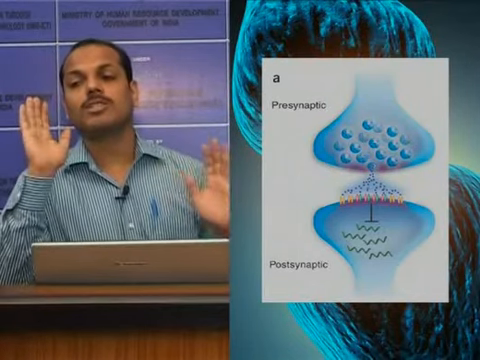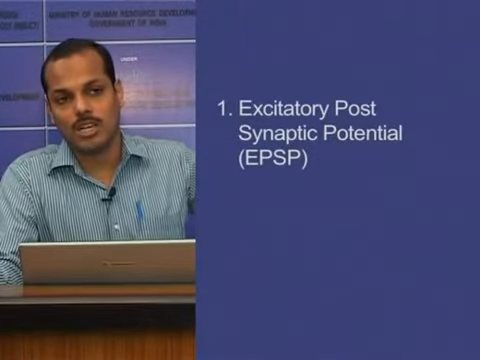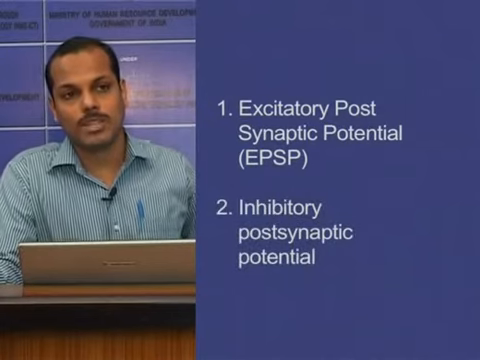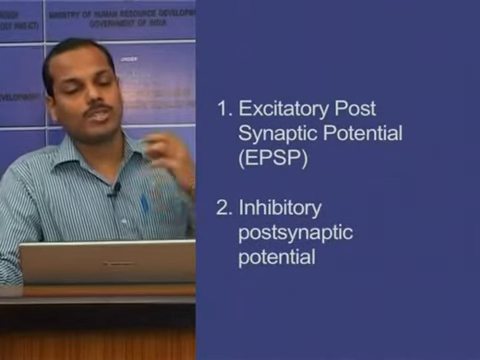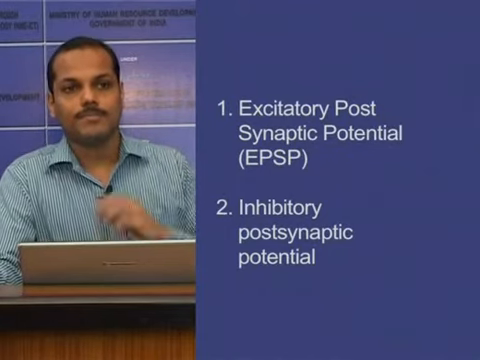Now, there may be two types of synaptic potential. Once the chemical transmitter acetylcholine is released and the receptors get activated, there will be production of a synaptic potential. There are two types of synaptic potential usually produced. The first one is an excitatory postsynaptic potential, and the second one is an inhibitory postsynaptic potential. So, a synaptic potential is created. It may be excitatory or inhibitory.